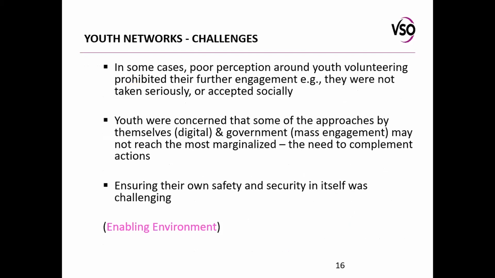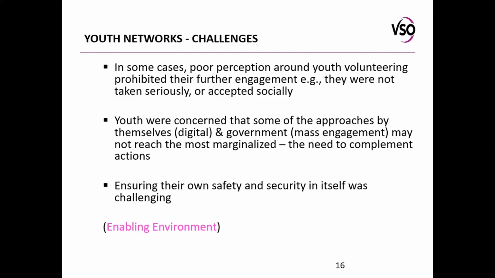In terms of the challenges, in some cases, the situation itself was very, very difficult. Their family situation, different areas were challenging for them. And they were prohibited from engaging further. In some cases, they were not welcome. In some cases, they were not socially accepted. In some cases, families didn't allow them because of safety and security reasons.